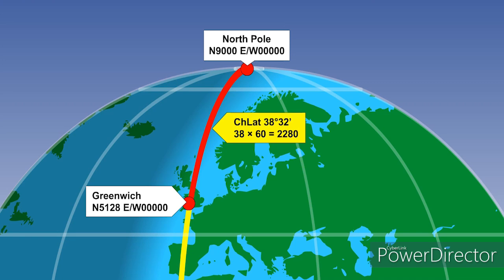By multiplying 38 degrees by 60, we find that 38 degrees is the equivalent of 2,280 minutes. So the 38 degrees is 2,280 nautical miles. The remaining 32 minutes of change of latitude equates to 32 nautical miles. Therefore, 38 degrees and 32 minutes of change of latitude is equivalent to 2,312 nautical miles. This is the distance from Greenwich to the North Pole, directly north up the prime meridian.